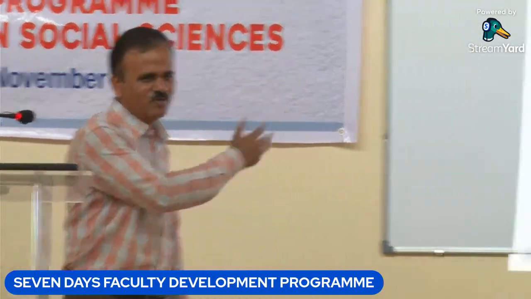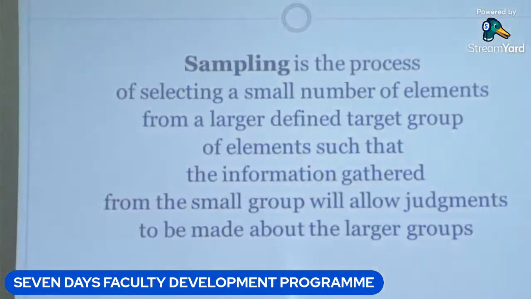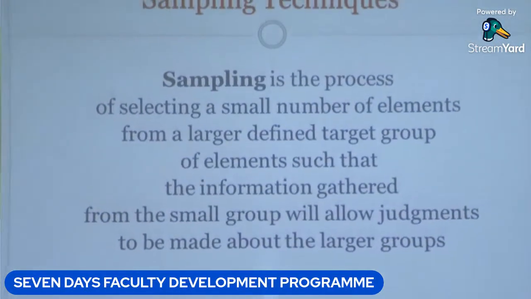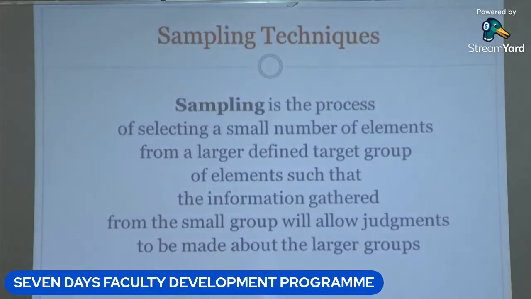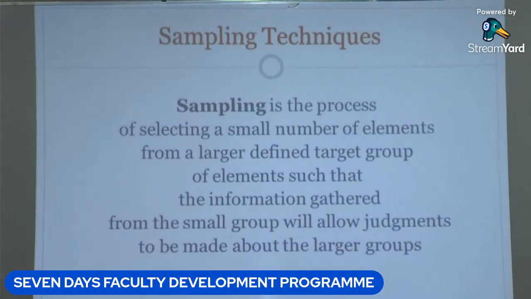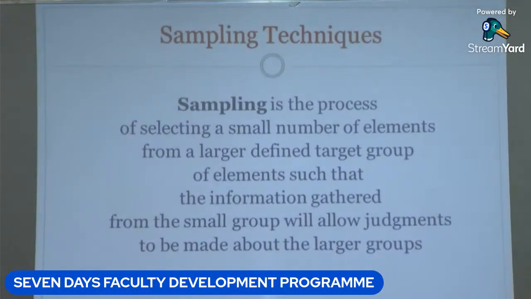As I have just told you, sampling is a process of selecting a small number of elements from a large defined target group of elements, such that the information gathered from the small sample group will allow judgments to be made about the larger group. For any researcher, the knowledge of statistics is inevitable. Without knowledge of statistics, of course, we cannot do research work.